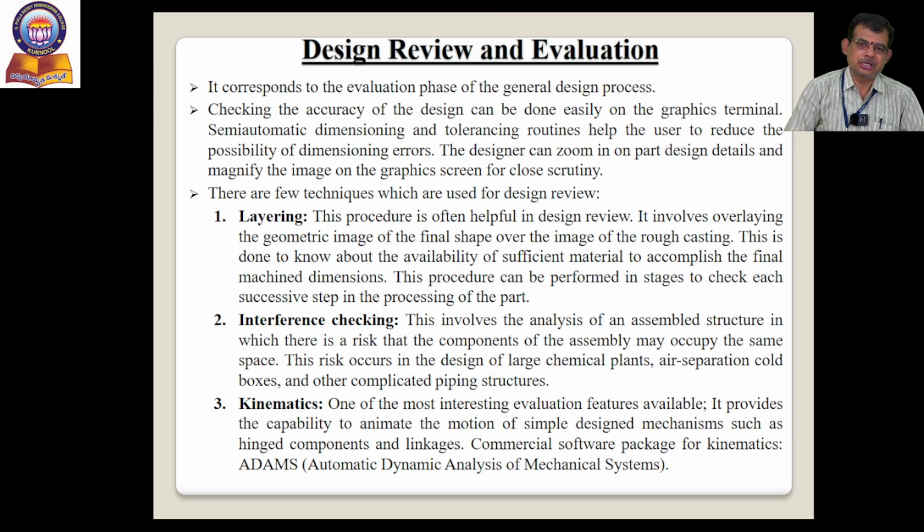Checking the accuracy of the design can be done easily on the graphical terminal. So whether it is perfect or not, we are checking it here at the review and evaluation stage. Semi-automatic dimensioning and tolerance routines help the user to reduce the possibility of dimensioning errors. When you click on the object, it will automatically give all the dimensions with 0.00 accuracy level, so that you can easily identify the dimensional variations and correct them to the correct value.